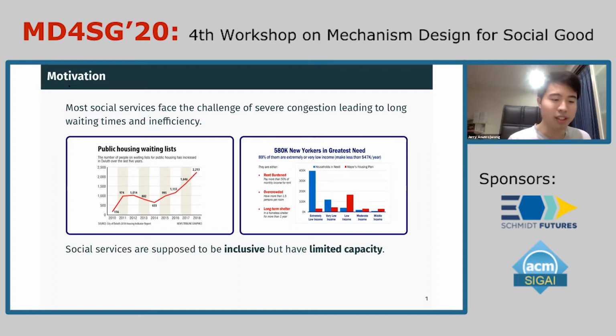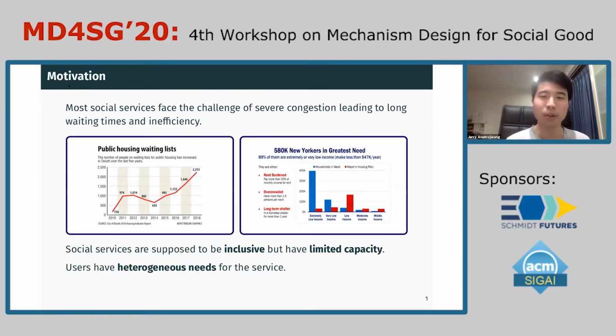The reason behind this severe congestion is that these services are supposed to be inclusive, but they have limited capacity. Users have heterogeneous needs for the service. For example, in the right figure, you can see there is a wide distribution of income for people in the New York City public housing system. Some have extremely low income and really need affordable housing, while others are middle class, and this housing is a nice to have. But because the service is inclusive, they all use the service.